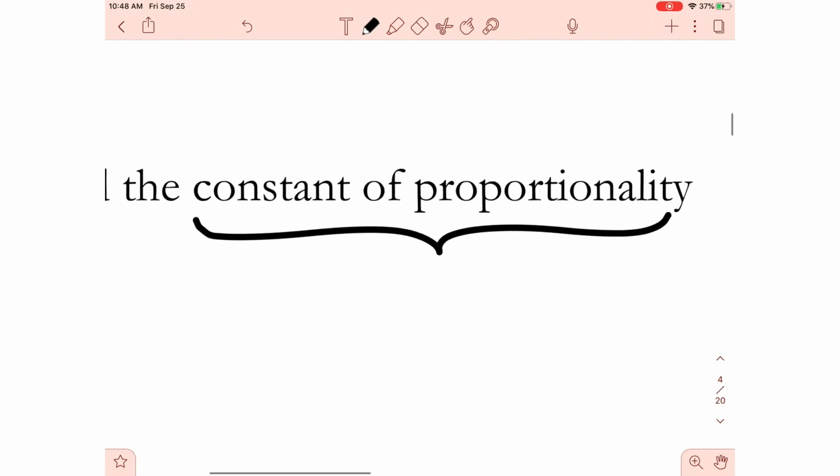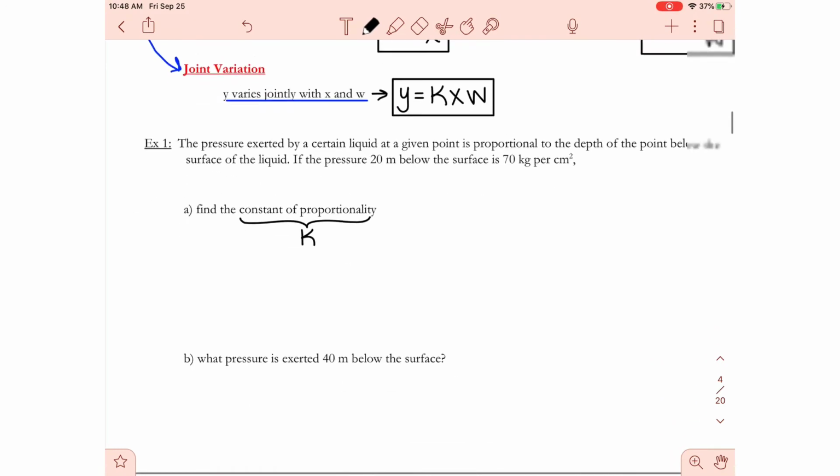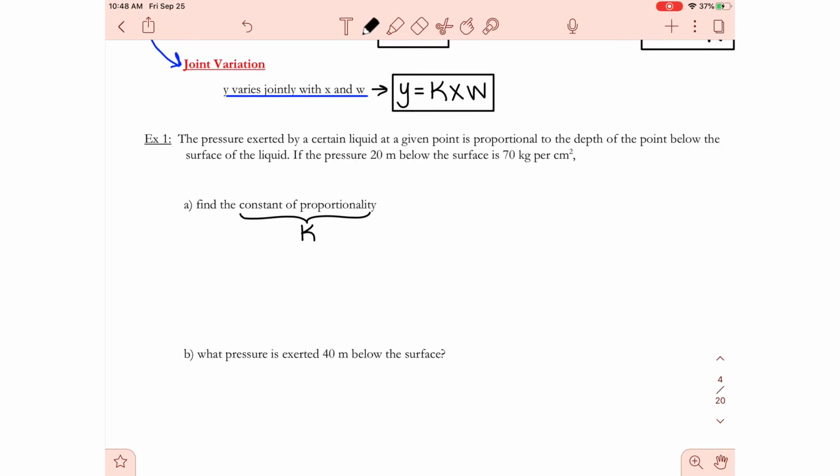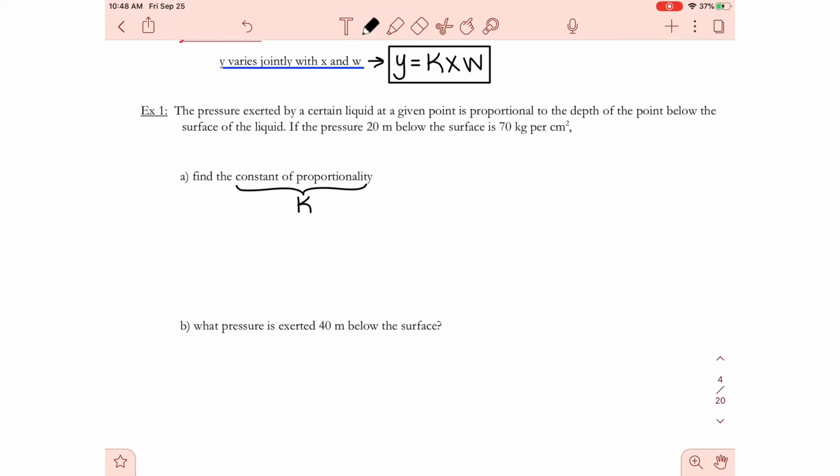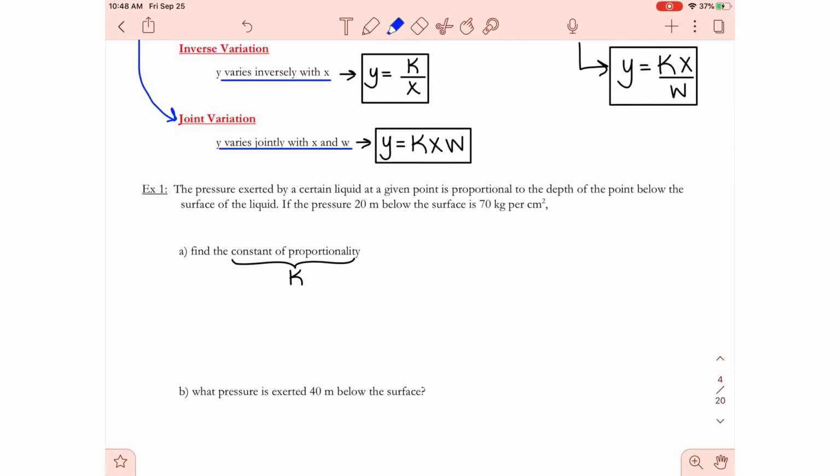Guys, this means solve for k, which is how we start all of these problems. You always have to find the value of k first, and then answer the question after that. What is the pressure exerted 40 meters below the surface? Wow, there's a lot going on, but this is what I know.